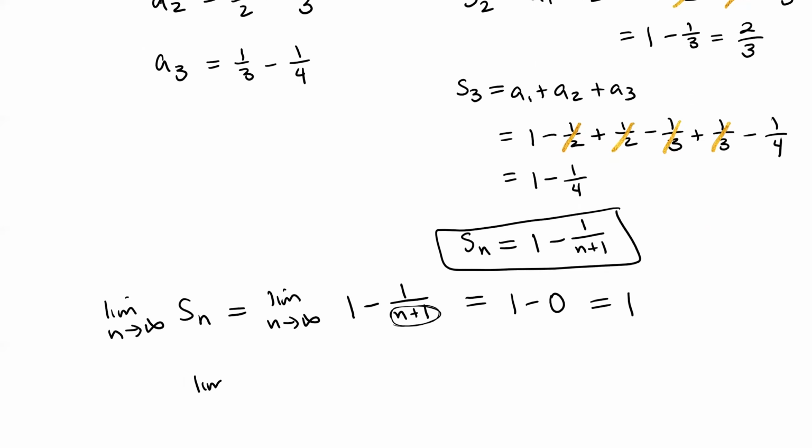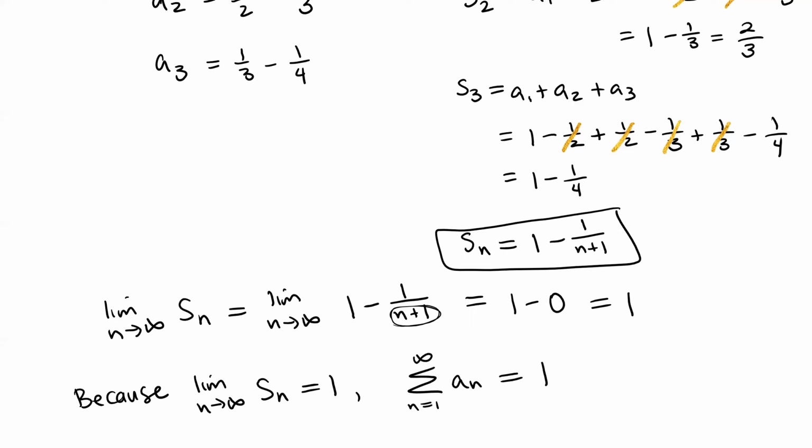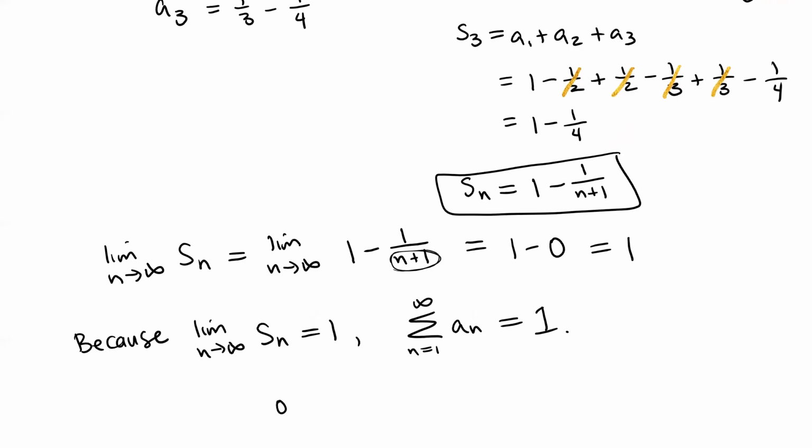So since the limit as n goes to infinity of Sn is equal to 1, in other words, since the limit exists, we can say that the infinite series converges to 1. Or in other words, the sum is 1. Okay, so here is an example where our infinite series converges. And since it converges, we can say what its sum is, and its sum is 1.